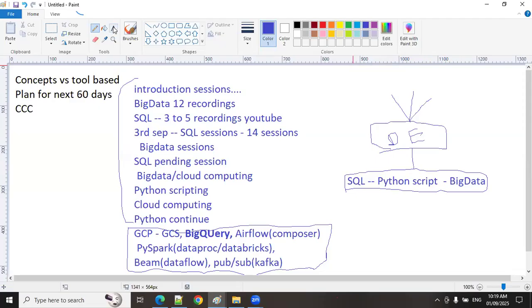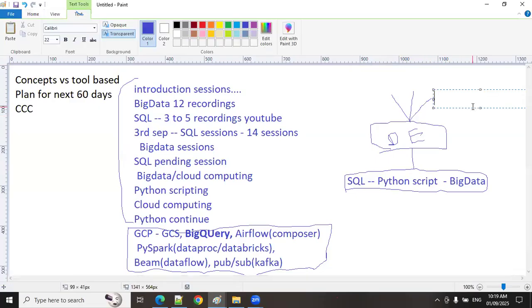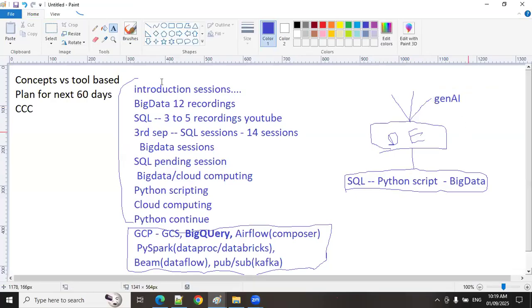When I am talking about generative AI, these people also need data, right? This data will be provided by the data engineer, because the data engineer knows all these things. But if you want to work in this area, it will be very easy if you know this particular stuff.